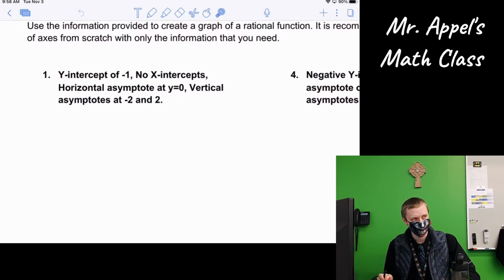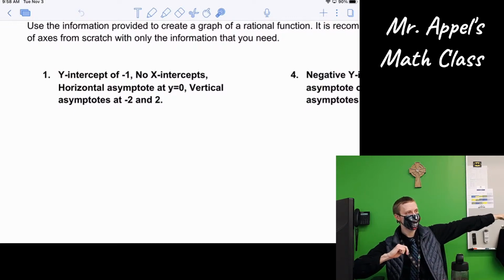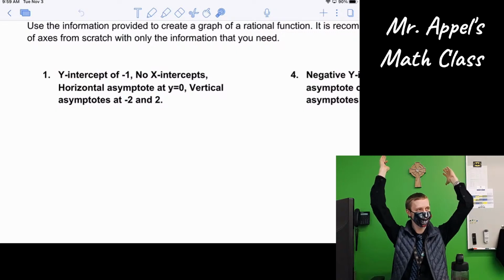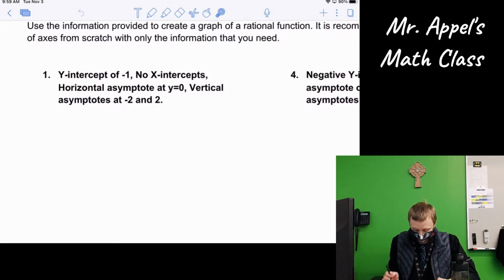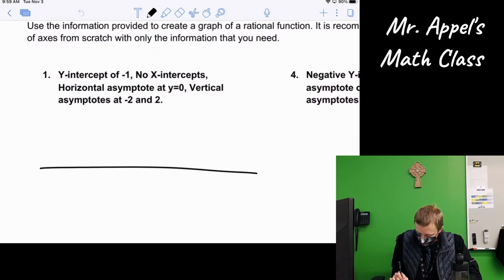Vertical asymptote. Vertical, yeah. You said like this, this is the horizon. Oh, like this, this is horizontal. Vertical, touchdown. Okay?